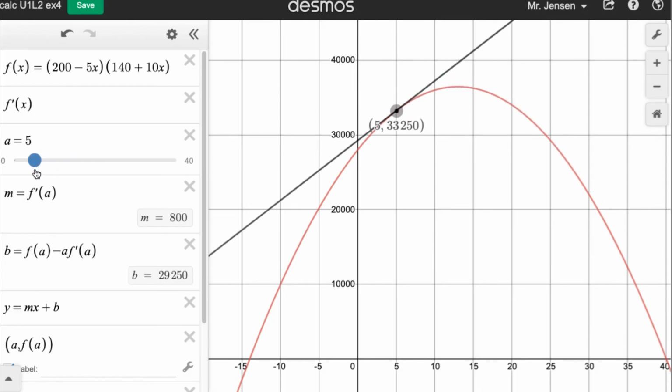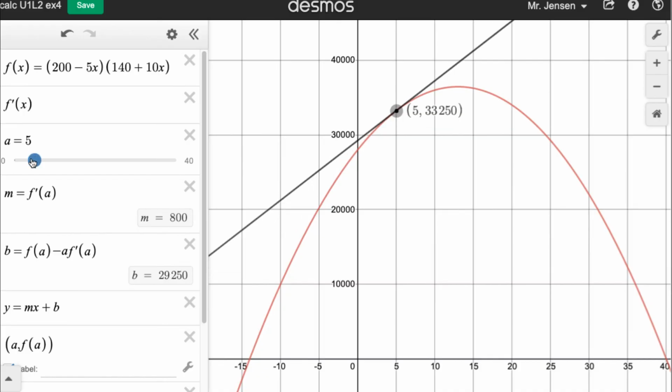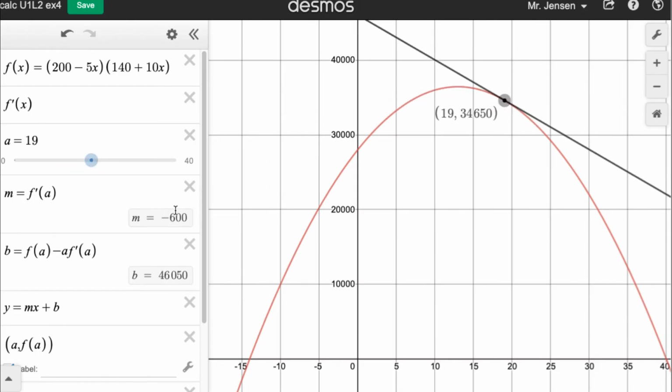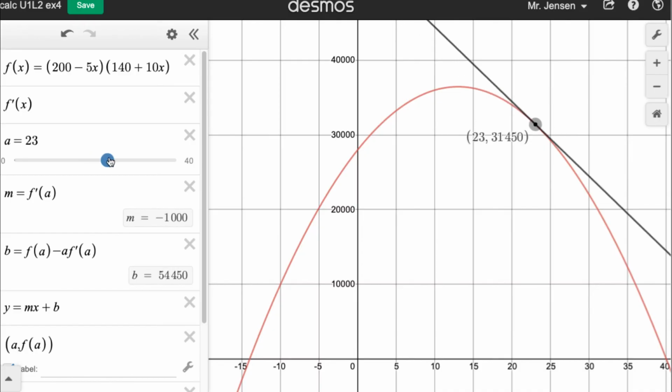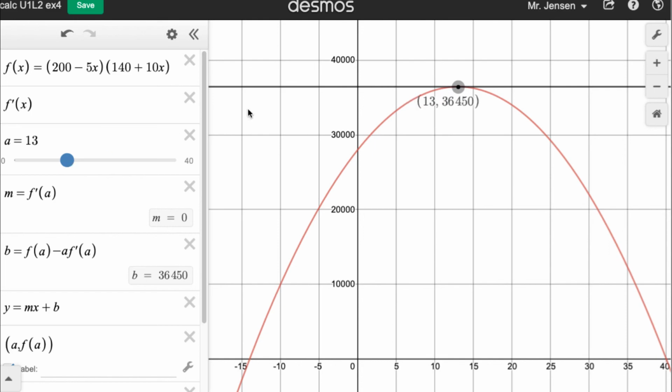Notice the tangent slopes were all positive before 13 price increases. These tangent slopes right here, if you pay attention to them, they're positive. That tells us the rate of change of the revenue is increasing. And then after 13 price increases, look at the rate of change of the revenue. The tangent slopes are all negative. But what happens right at 13? The tangent line is horizontal. And what's the slope of a tangent line? It's 0. So if you have a horizontal tangent, that's what we call a critical point, and it could indicate a max, a min, or it could be neither. We'll talk more about that in Unit 2.